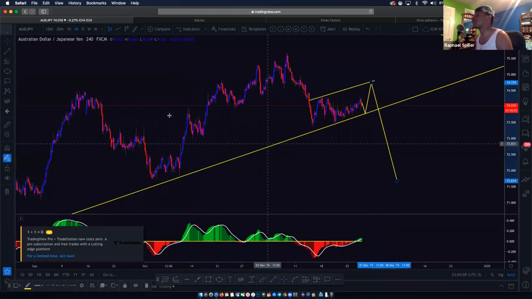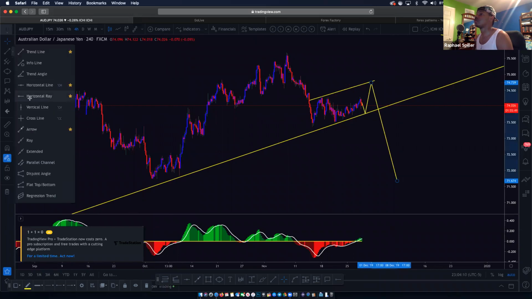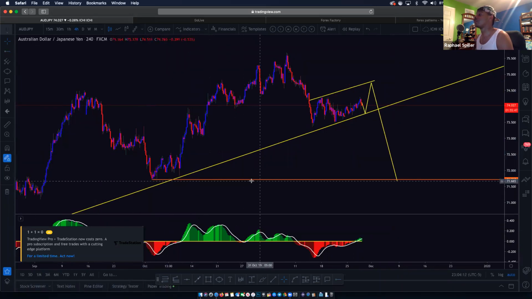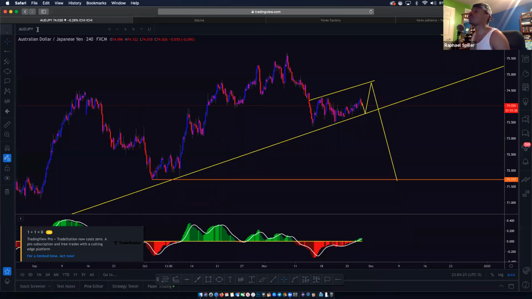I see this actually coming down. Maybe to this level right here. This is what I see. This is my next support. So that's what I see. It's coming down to. So watch AUD JPY.